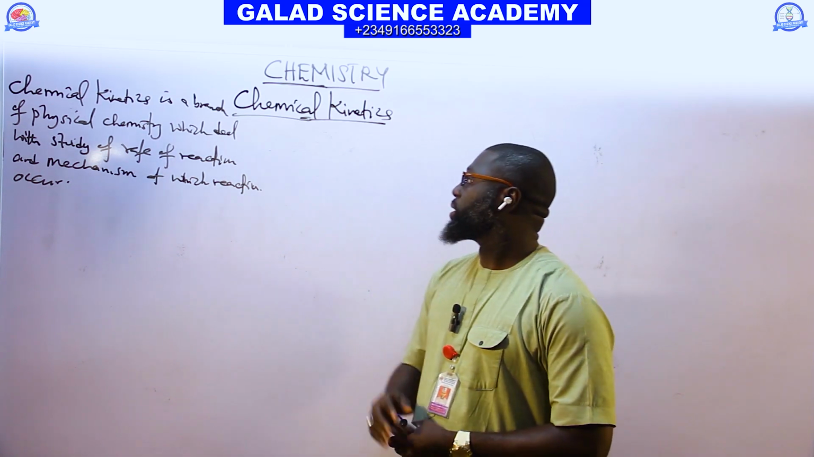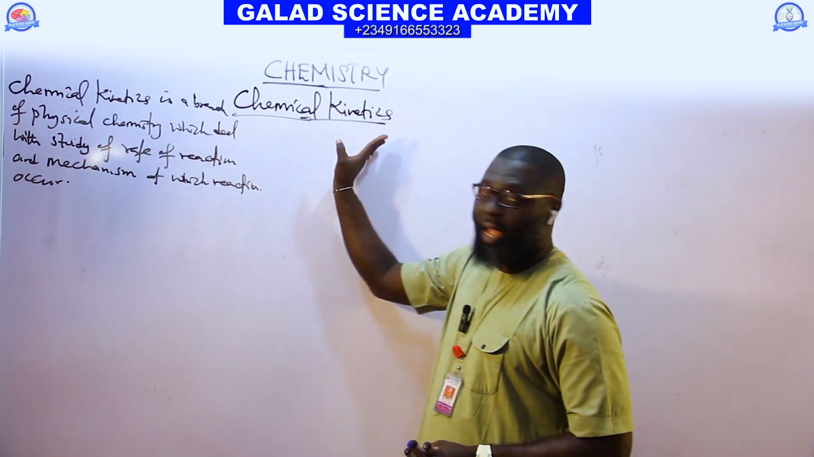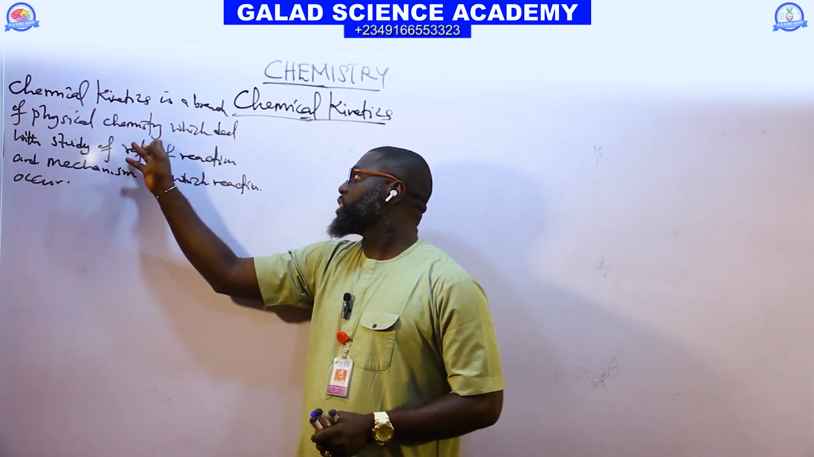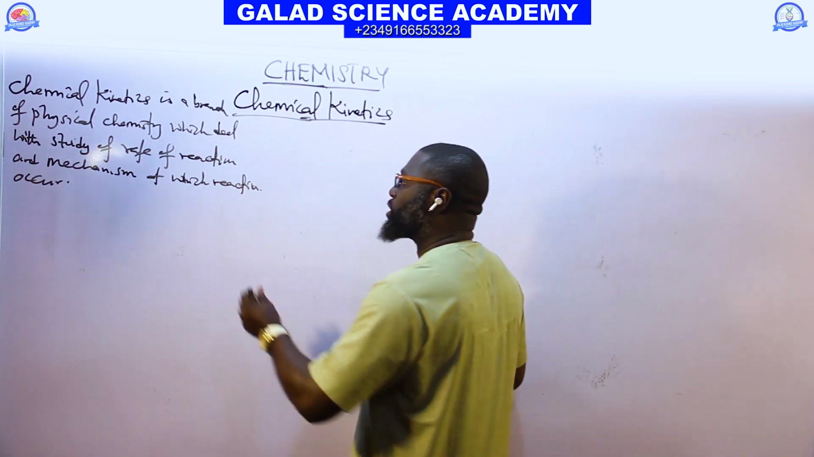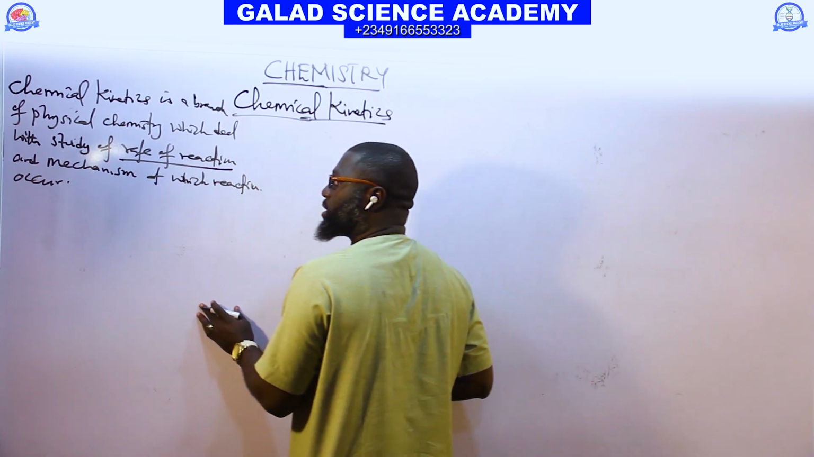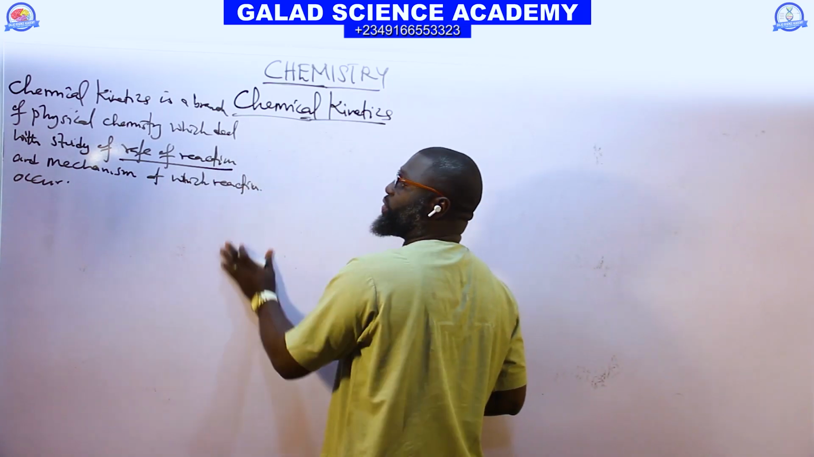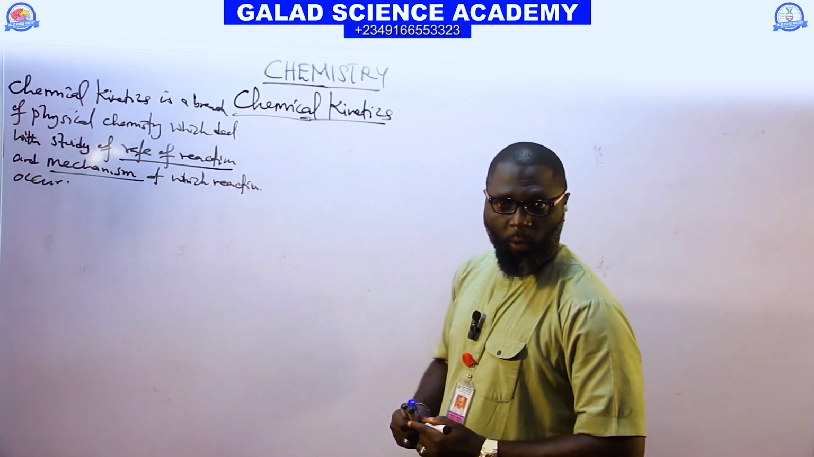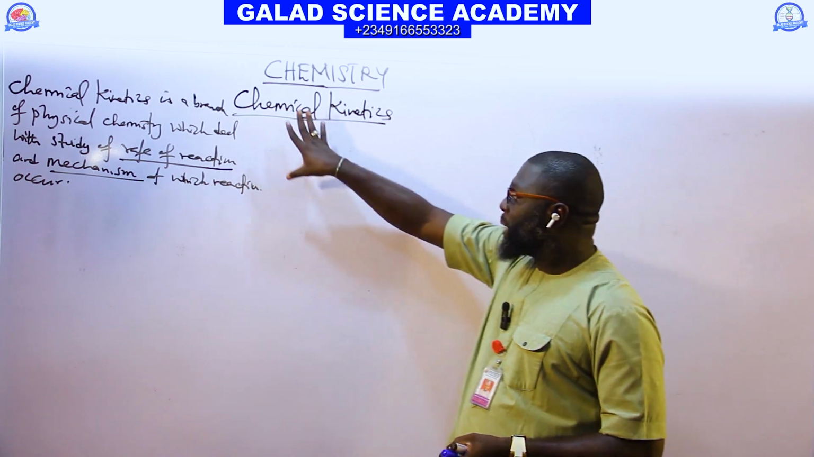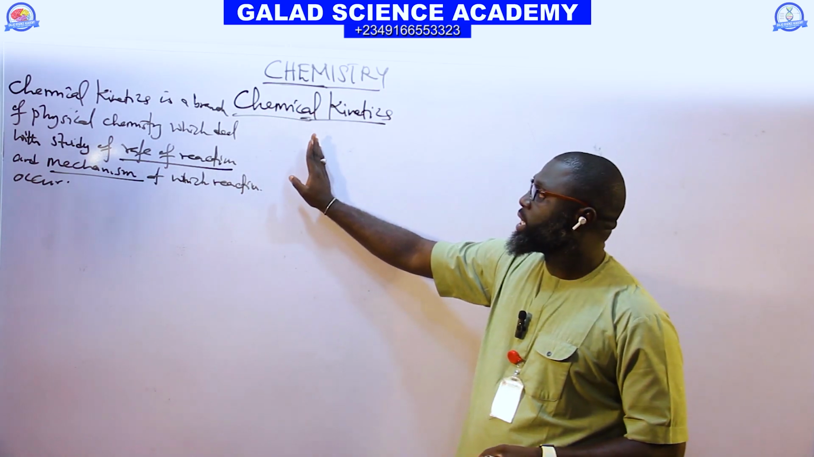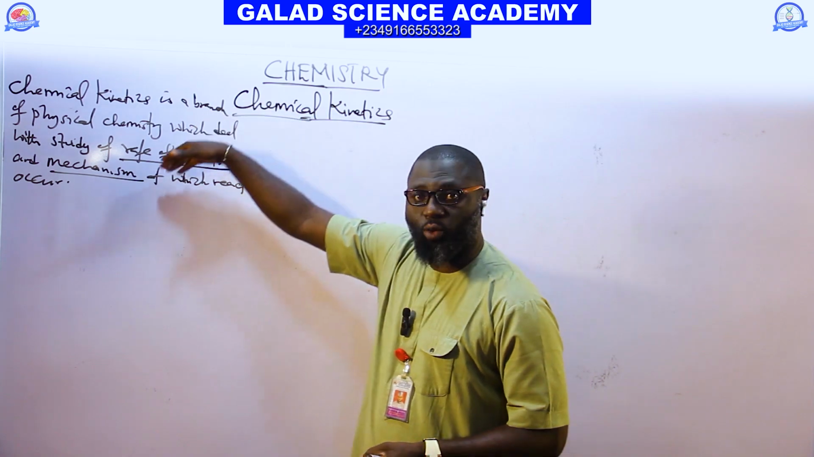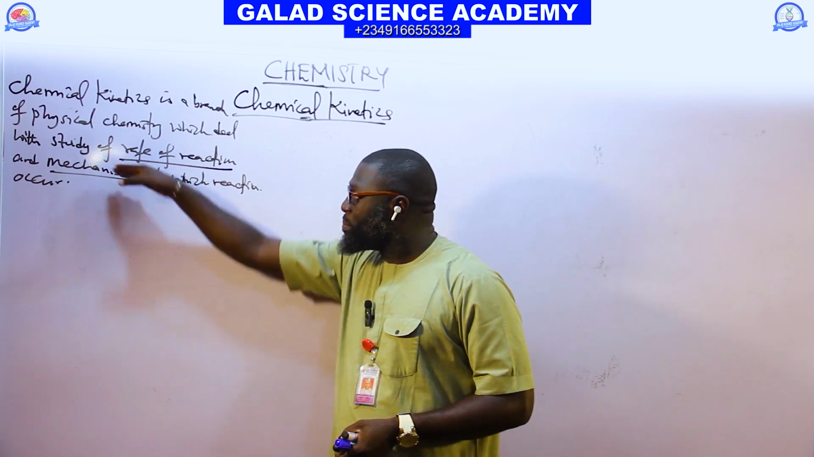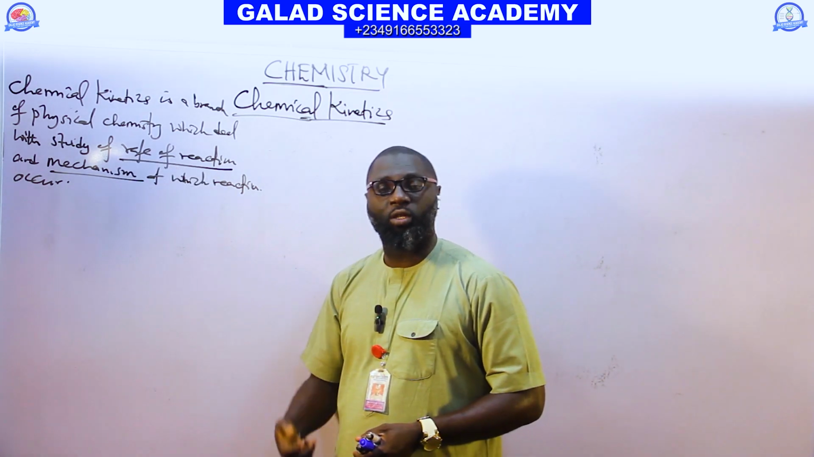So we can say this chemical kinetics, as a topic in chemistry, is a branch of physical chemistry. We deal with the study of rate of reaction and the mechanism at which reactions occur. So our major interest in this topic is that we are going to treat the rate of chemical reaction and the mechanism at which the reaction occurs.